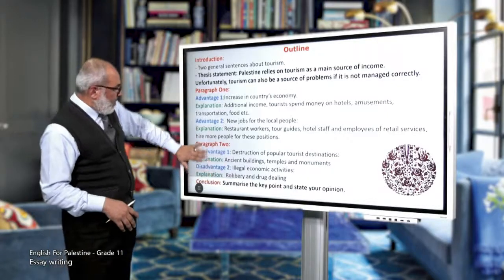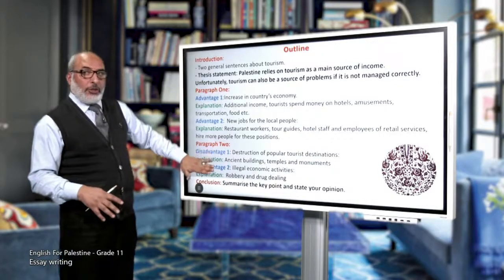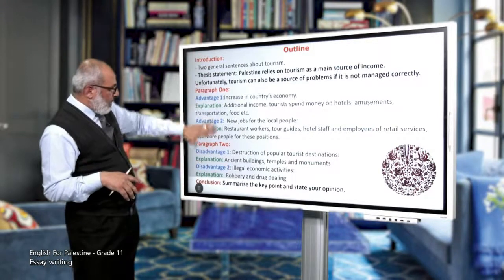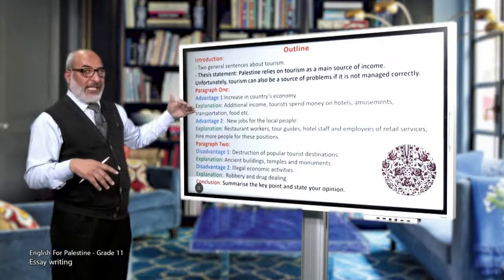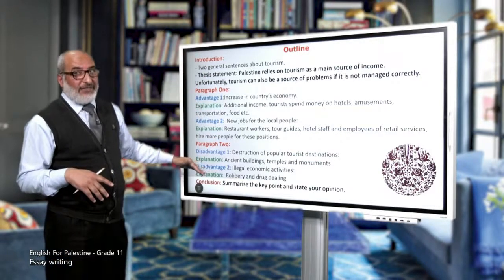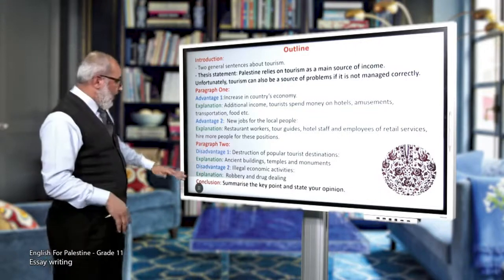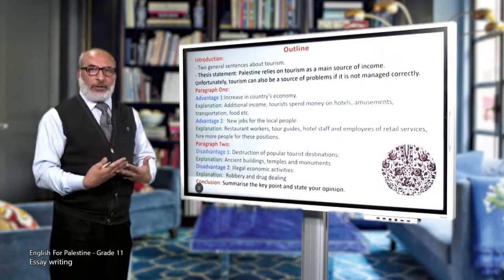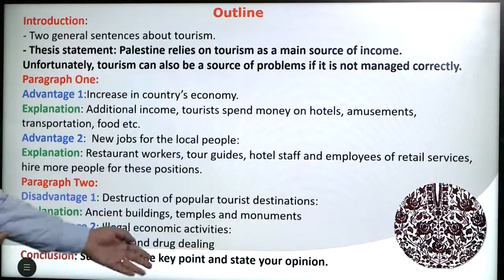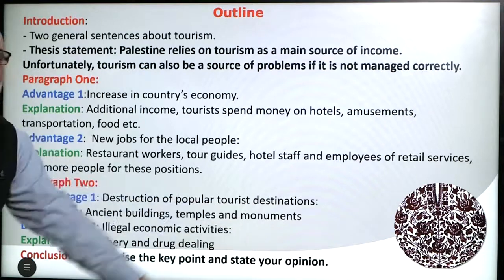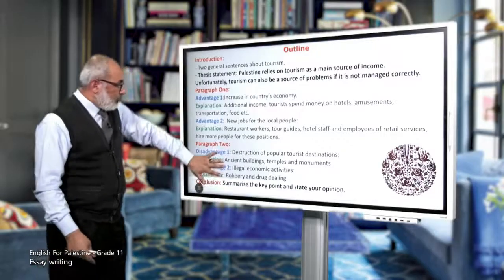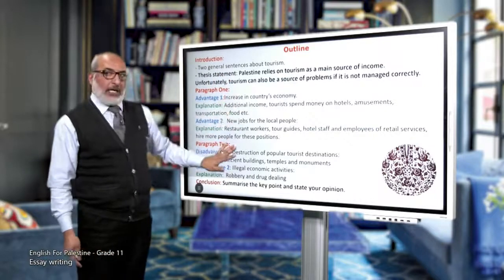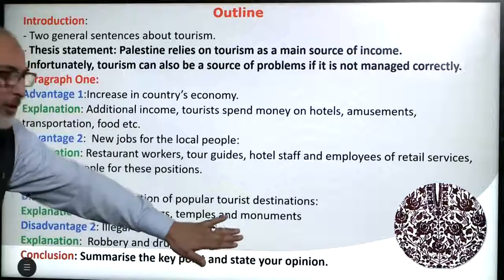So here, if you notice, we have two paragraphs in the body. The introduction, 2 paragraphs, 1 about advantages and 1 about disadvantages. Okay, and finally, the conclusion. What should you write in your conclusion? Summarize the key points and state your opinion. This is very important. Try to summarize the main points here in the body and then state your opinion.